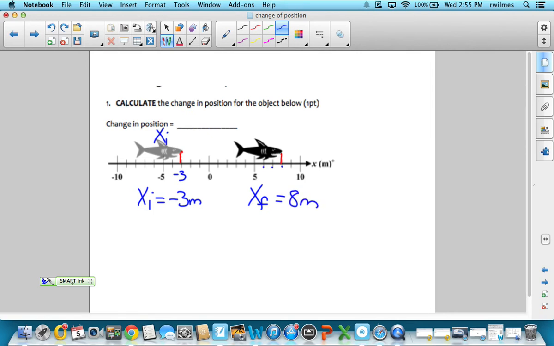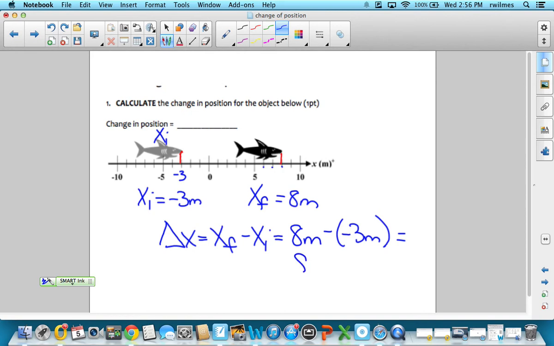Now I'm going to go back, plug the formula in that will be given to you for this test. Change of position equals final position minus initial position. I'm going to plug in my numbers, 8 meters minus a -3 meters. So I know that I've got 8 meters. When I've got a double negative, I add them, plus 3 meters. So I might have an answer of 11 meters. That's what we were looking for on our quiz.